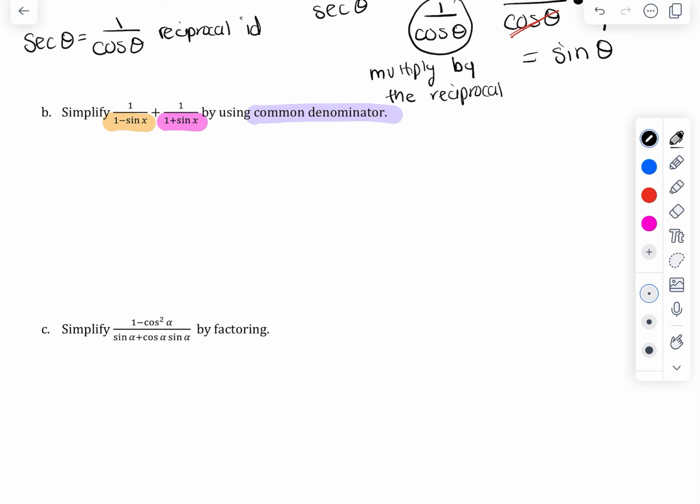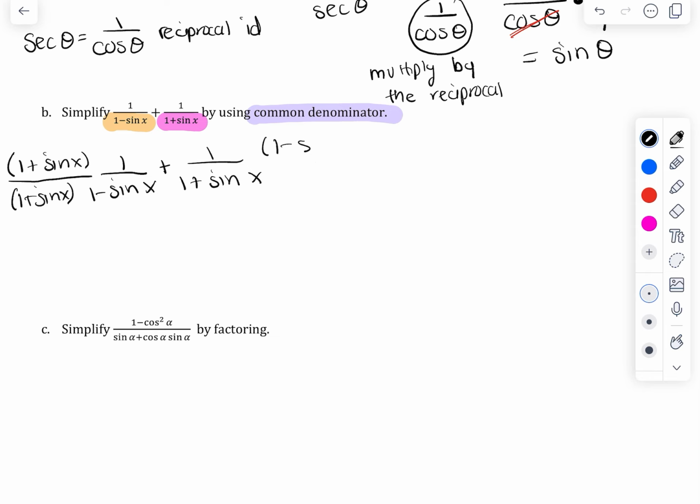So I'm going to rewrite it one more time here, and I'm going to save some space on the left and on the right. I'm doing it on purpose. On the left-hand side, I need to multiply by 1 plus sine x, and on the right-hand side, I need to multiply by 1 minus sine x. And if it helps, technically these are also in parentheses down here. Then I'm going to have my common denominator of the orange times the pink.